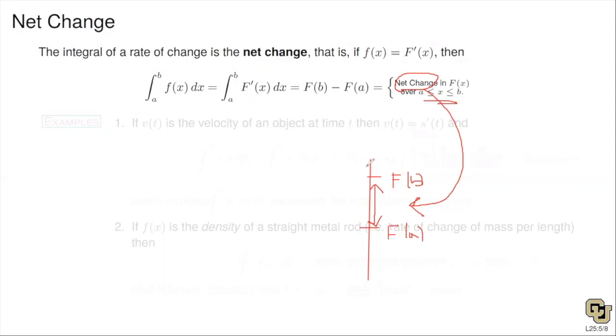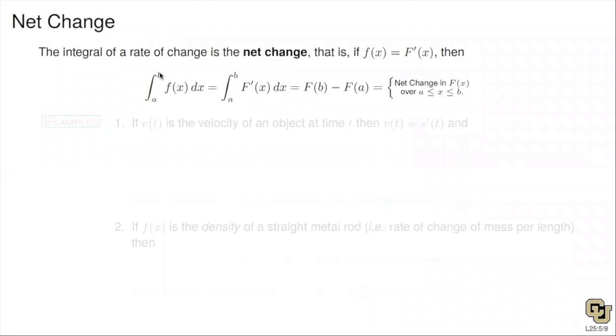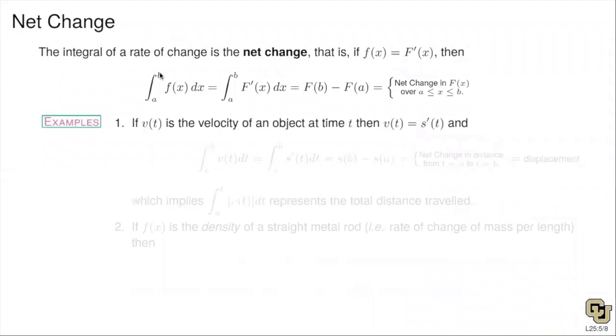And this could be negative, right? F of b could have decreased. F of b could be down here. And now when I do F of b minus F of a, it'll be negative. But that's still interpreted as the net change in capital F. Its starting point was F of a and its end point was F of b. So you take the difference and you know the net change from that starting point to the end point. So there are applications to this that we've already seen.